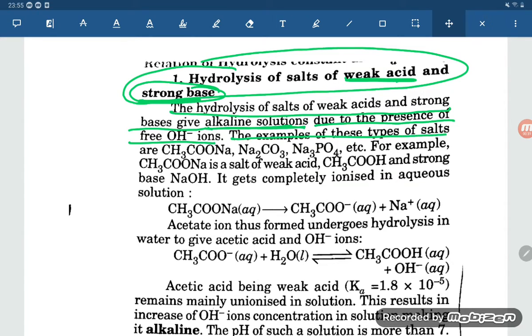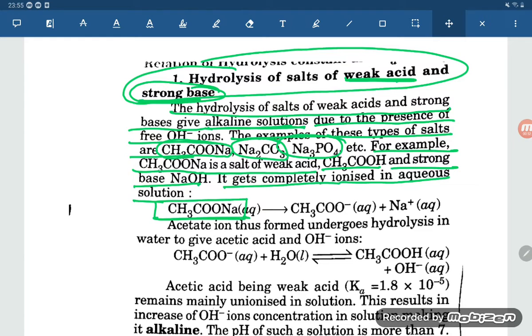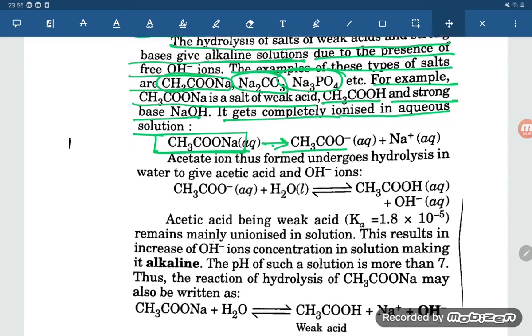Examples of this type of salt are CH3COONa, Na2CO3, Na3PO4. For example, CH3COONa is a salt of a weak acid, that is acetic acid, and a strong base, that is NaOH. It gets completely ionized in aqueous solution, giving CH3COO- and Na+.